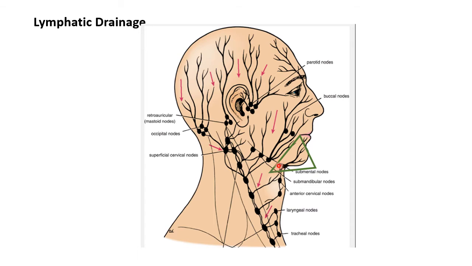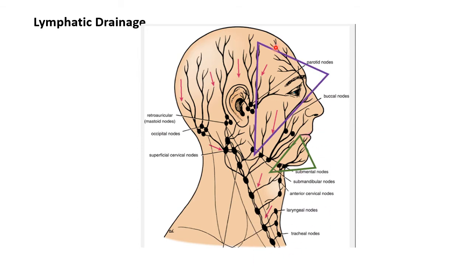The submental group of lymph nodes are present below the chin in this area. The two parts of the mandible join together at the mental symphysis of the body. So below that, this area is the submental area within which are present this submental group of lymph nodes. So the lower lip and the tip of the tongue drain into the submental group of lymph nodes.